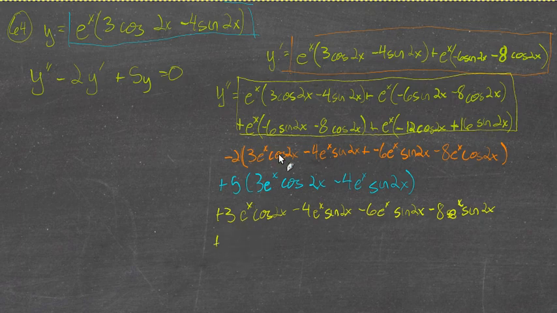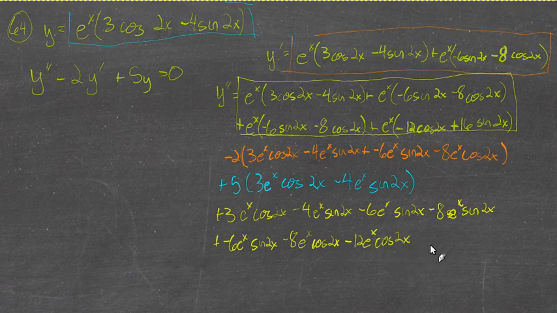Plus negative 6 e to the x sine 2x minus 8 e to the x cosine 2x minus 12 e to the x cosine 2x plus 16 e to the x sine 2x. All right.